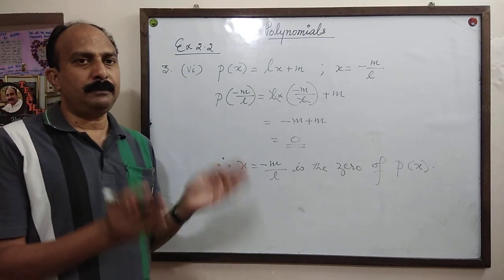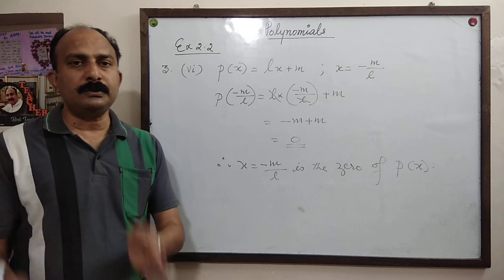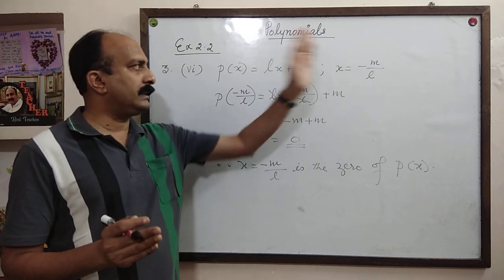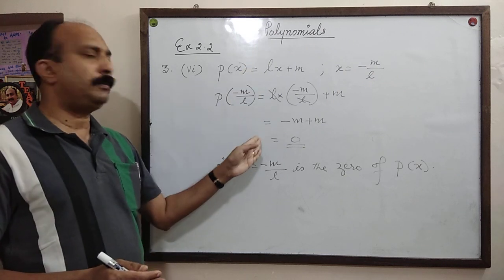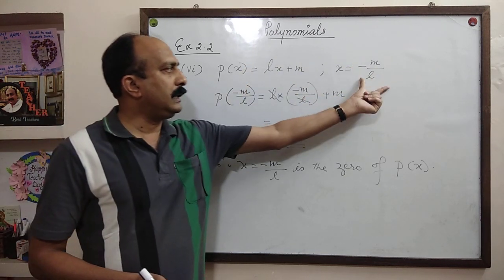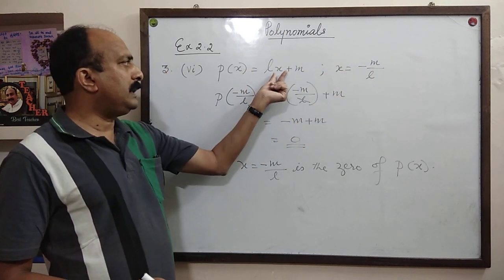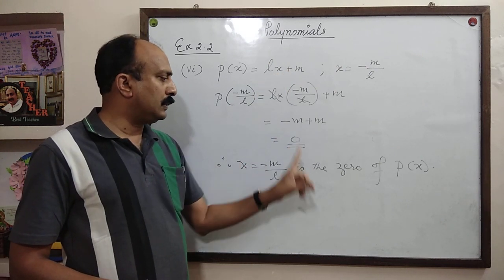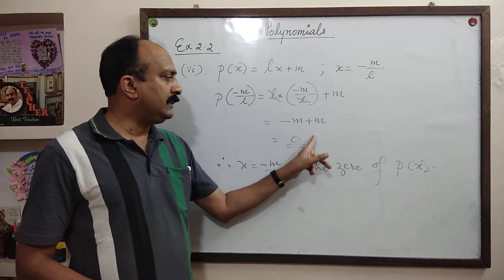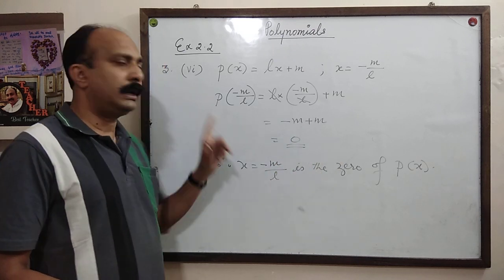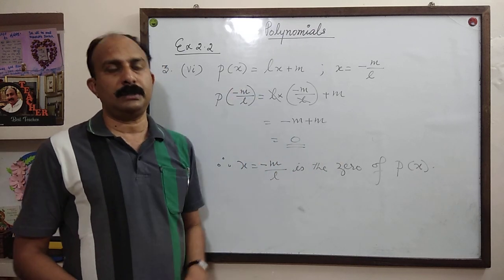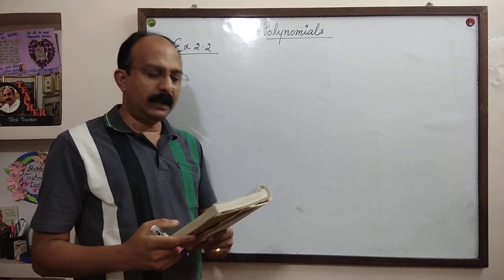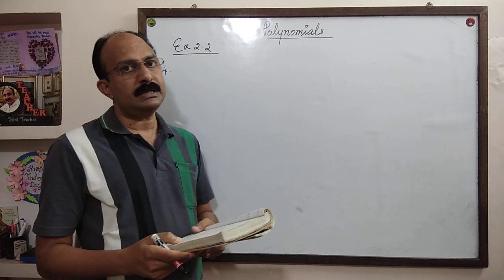So you are given some polynomial and some values of the variable indicated against each question, and you are asked whether the given value is the 0 of the given polynomial or not. Take that given value, put it in place of the variable and check the answer. If the answer is 0, yes, it is the 0. If the answer is not 0, you will write no, it is not the 0. That's it. So do the remaining questions of question number 3 as homework.